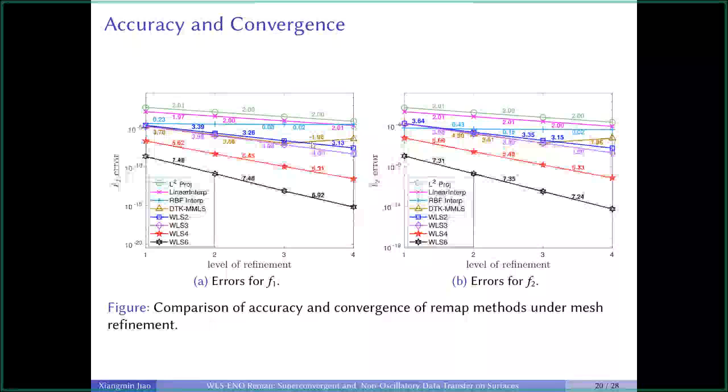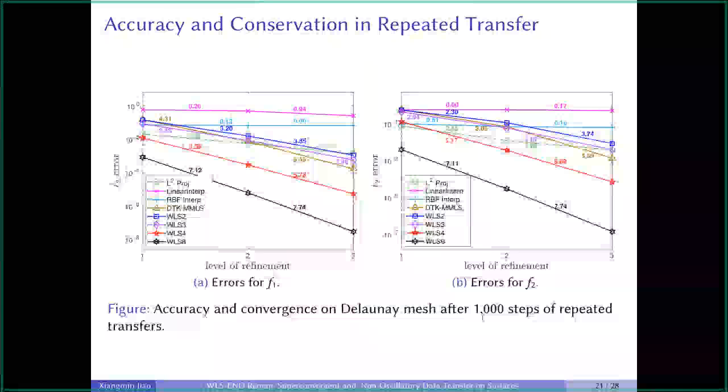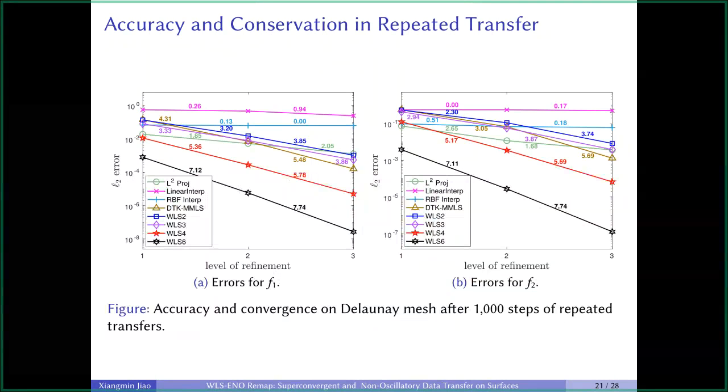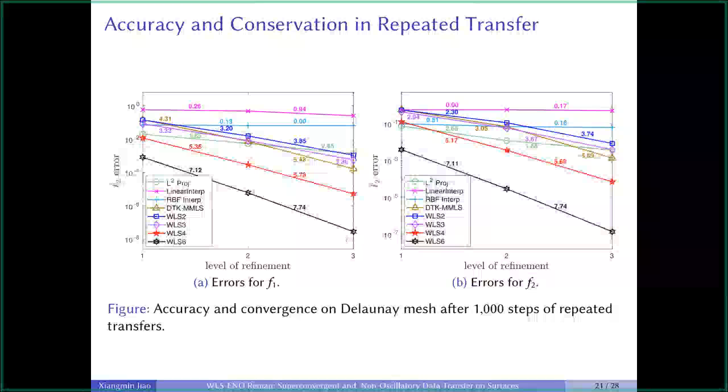using those weights to encourage error cancellation. And this is for repeated transfer after 1,000 steps, and the accuracy is also very good. We also have super convergence. For example, degree 4 almost has a 6th order convergence.